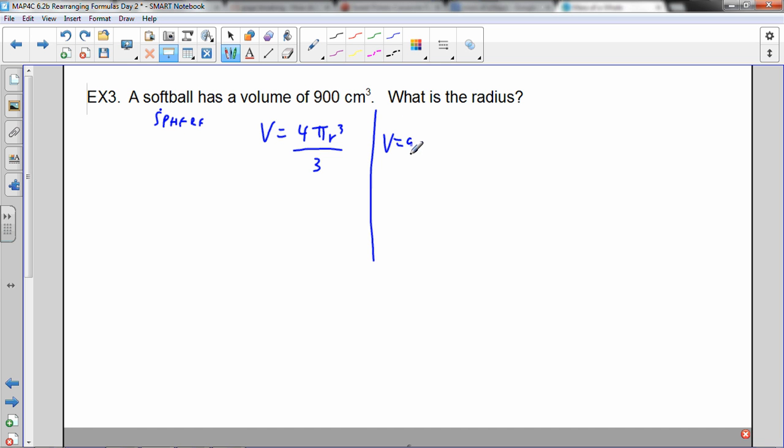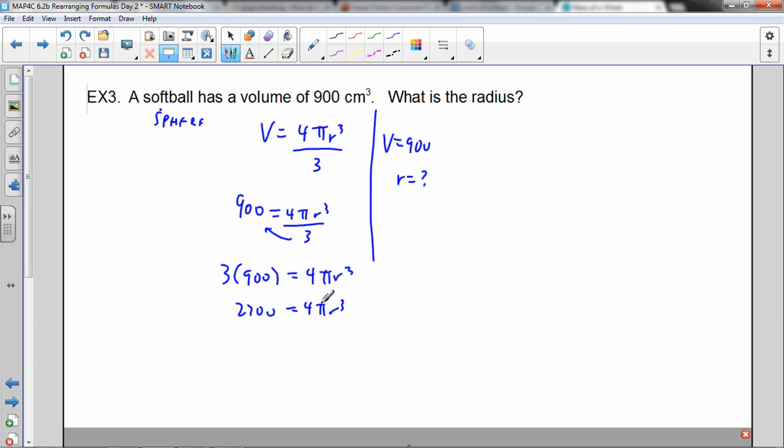We would have said the volume is 900. The radius is we don't know. And now, how do we solve for r? I've substituted in. Now let's solve for r. I'm thinking about getting rid of all the stuff that's around the r. I'm going to cube root at the end. Well, I'm going to multiply by 3 on both sides. It's kind of like the 3 gets multiplied up there. That's 2700.